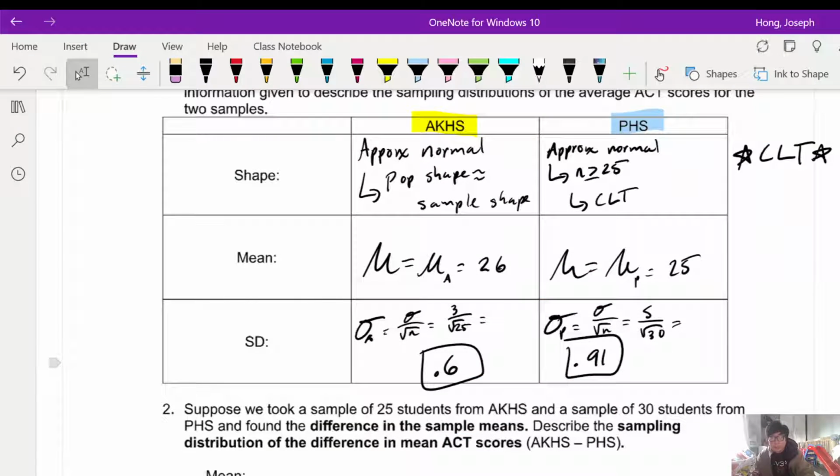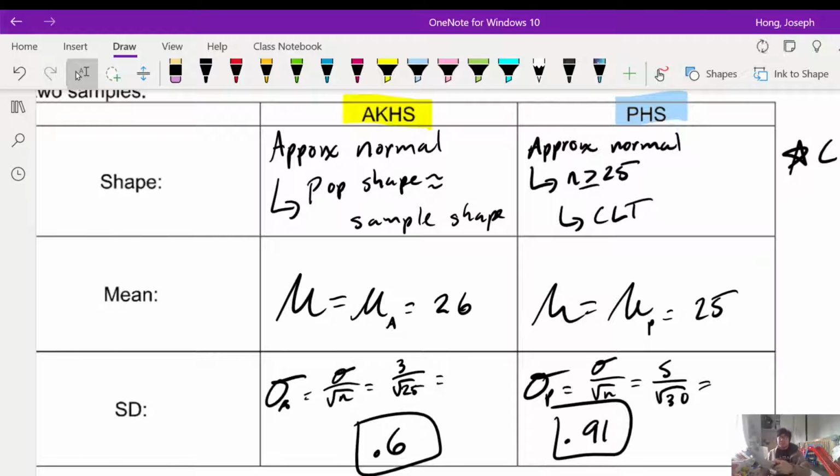Okay, so we came back and we can see that the shapes for both high schools are approximately normal, but for different reasons. For AKHS, we learned that if the population is approximately normal, then if you take a sampling distribution of it, you can also assume it's the same shape. But for Providence, it's also approximately normal, for a different reason: the central limit theorem, because our sample size is greater than 25.